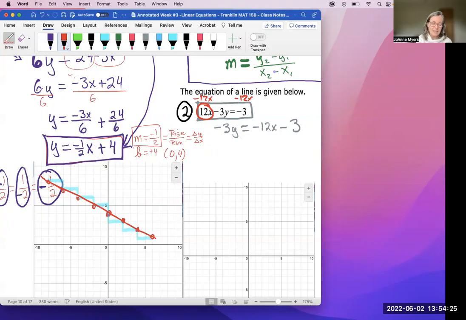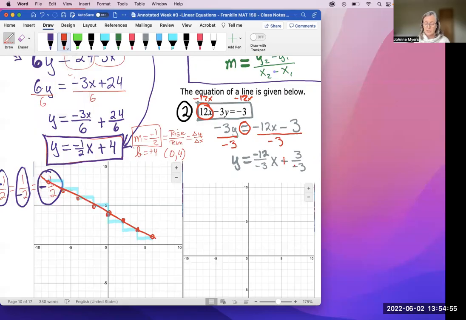I now have a negative 3 times y equals, that negative 3 is all I'm looking at right now. I want to get rid of that. The opposite of multiplying is dividing. So I now have negative 12 over negative 3 times x. And there's two different ways to write this one here. I can do minus 3 over negative 3.